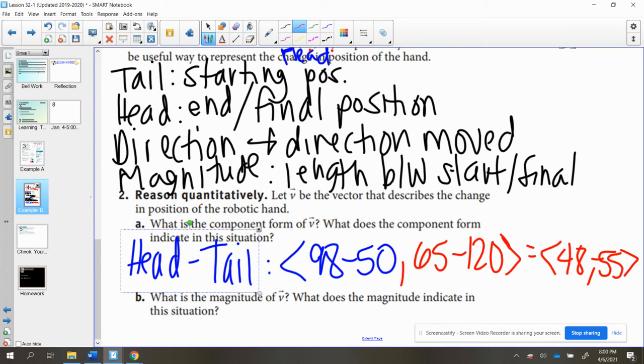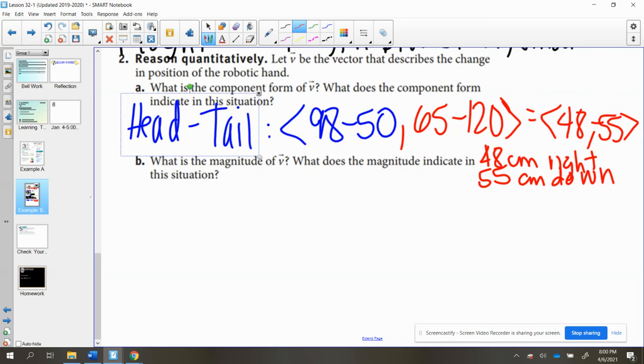And what this represents, component form, is talking about the fact that we're now moving 48 centimeters right and 55 centimeters down, since it's negative, from our initial spot.